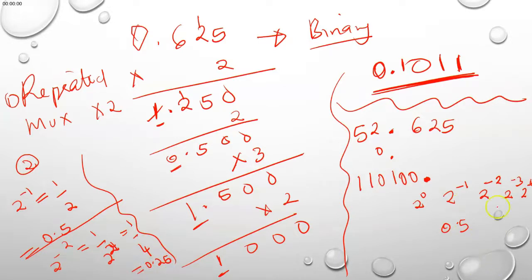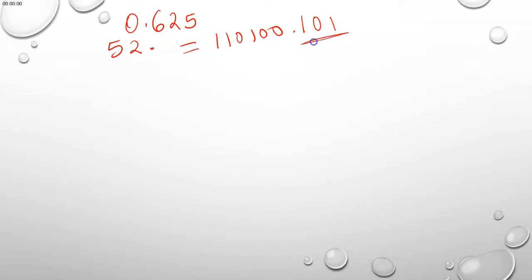How we finish this one is we say that we are representing 0.625, and we had 52 represented as 110100, and therefore we want to present this other number. What we are saying is that we have used method 1, and we have found that 0.625 is equivalent to 0.101 using method 1, which is multiplication by 2.